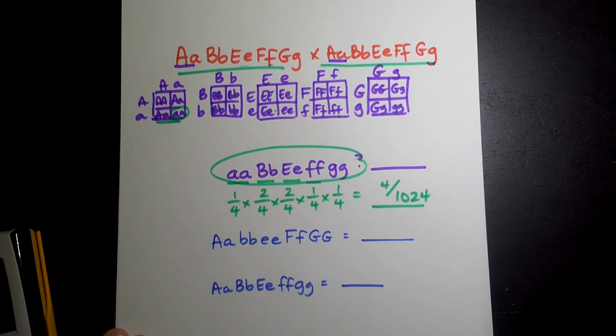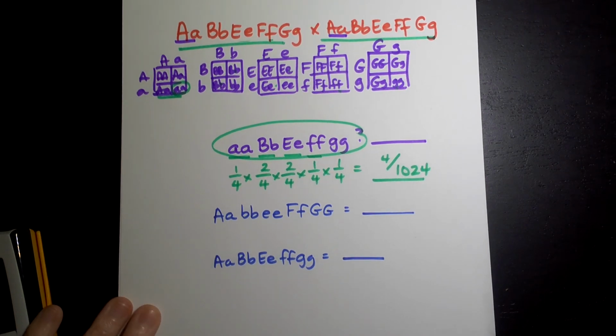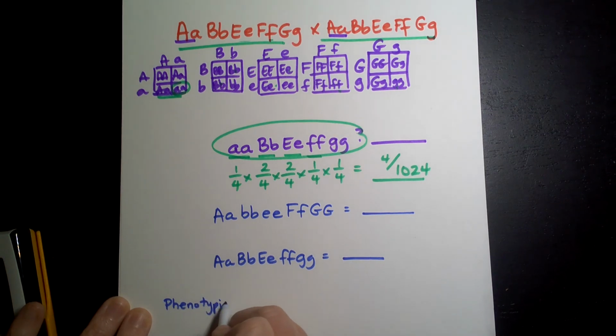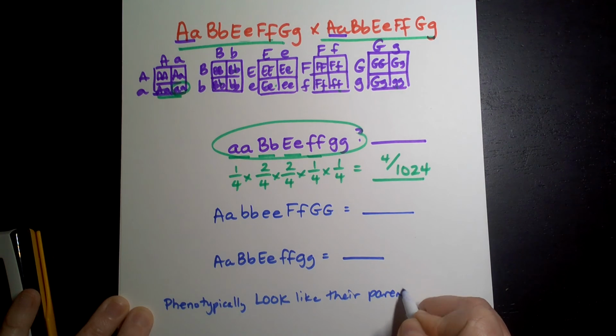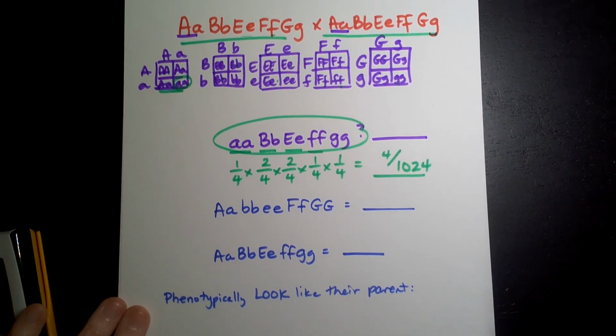Okay? Now, a little twist: I want you to tell me the chance that they phenotypically look like their parent. Okay? And that's a little bit of a trick. So I want you to pause the video. I want you to answer the first one, the second one, the third one, and then come back and see what the answers are.